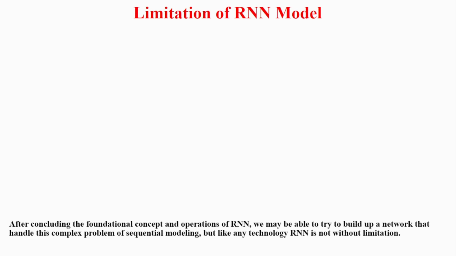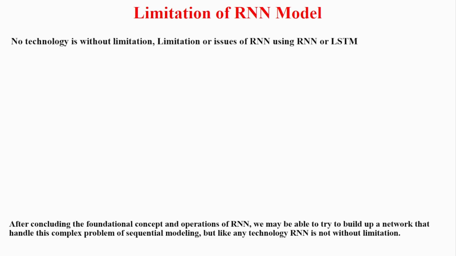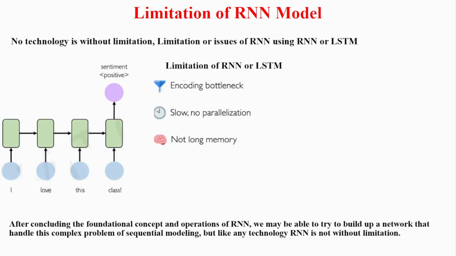So after concluding the foundational concept and operations of RNN, we may be able to try to build up a network that handles the complex problem of sequential modeling. But like any technology, RNN is not without limitations. So what are some of those key issues, or some of those limitations, and what are some potential issues that can arise with using RNN or even LSTM? These are basically the potential problems or issues that arise when we plan to use the RNN or LSTM.